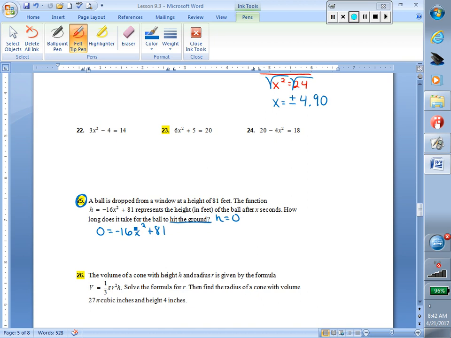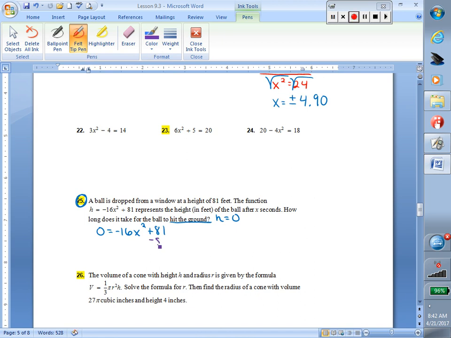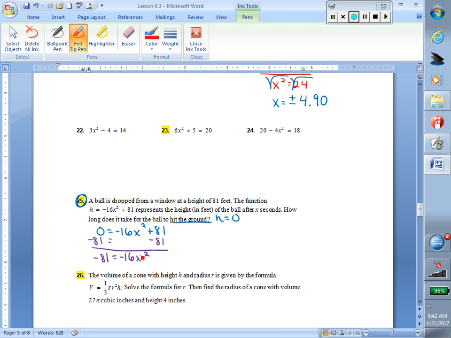So if you notice, we have just a plain old x squared. Subtract our 81 from both sides. Negative 81 equals negative 16x squared. I cannot take the square root yet. I still have negative 16 attached to that x squared. So we're going to go ahead and divide by negative 16. X squared is now by itself.